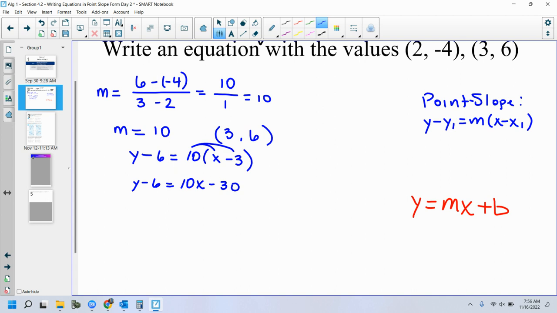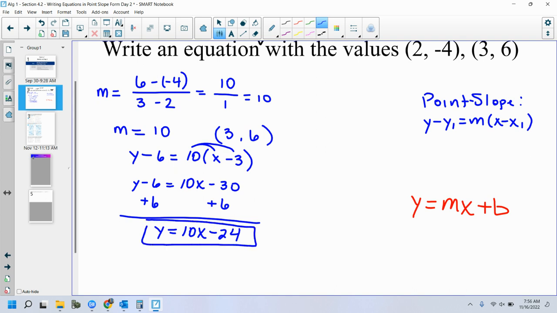And then I add the 6 over to the other side to get y completely alone. So this turns into y is equal to 10x minus 24. And there's my answer. Do you have to use the 3, 6?